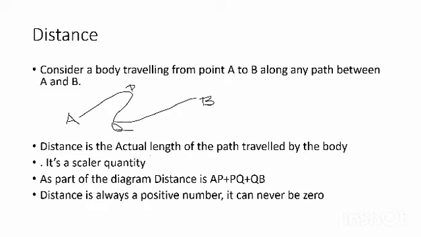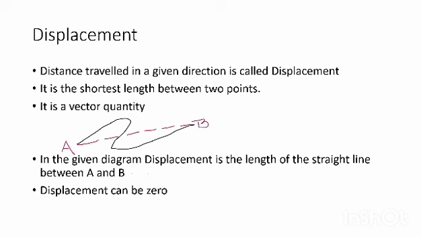So that is about distance. Now let's move to displacement. What is displacement? Displacement basically means that you have started from the point A and you have reached the point B via, let's say, P, Q and all. But displacement says that we are not going to see whichever path you have traveled.